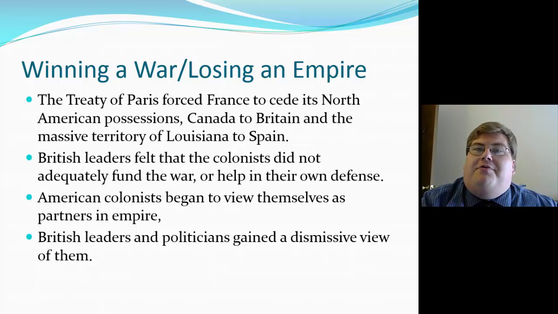And so with the view that George Washington starts the war, they believe that now the colonists must pay for their own defense. They truly believe that the colonists did not do enough stuff.